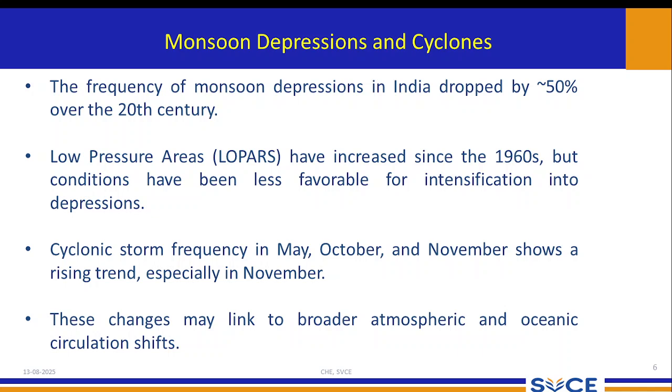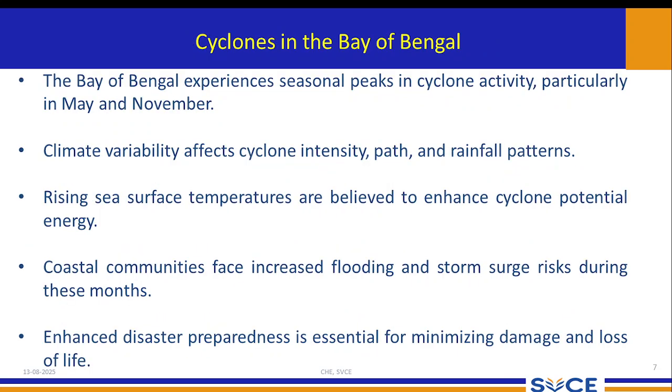These changes may link to broader atmospheric and oceanic circulation shifts. So how does a cyclone occur? Because of the low pressure which has formed at the seashore, right? So in the sea, when it crosses the land, it will come with high speed and then it will crash, right?